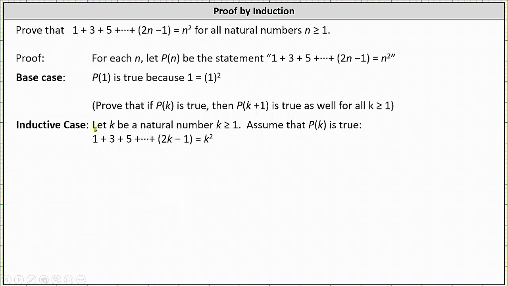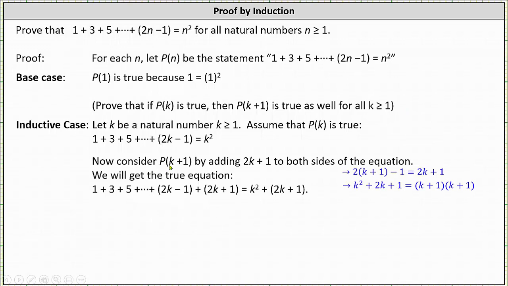So for the inductive case, we let k be a natural number where k is greater than or equal to 1, assume that P of k is true, which is 1 plus 3 plus 5 plus ... plus the quantity 2k minus 1 equals k squared. Now we consider P of the quantity k plus 1 by adding 2k plus 1 to both sides of the equation. We get the true equation 1 plus 3 plus 5 plus ... plus the quantity 2k minus 1 plus the quantity 2k plus 1 equals k squared plus the quantity 2k plus 1.